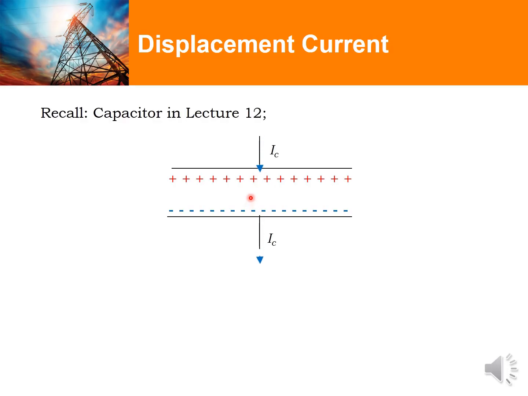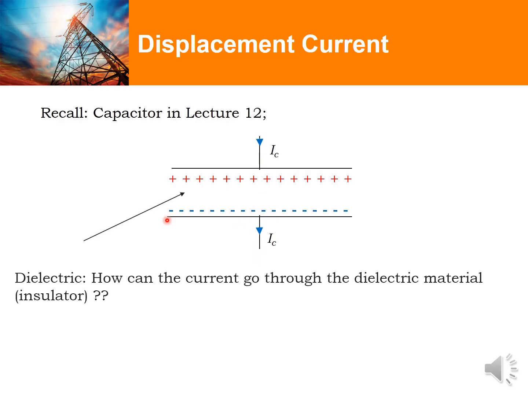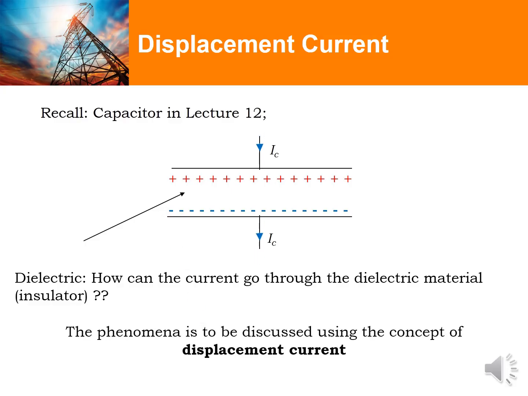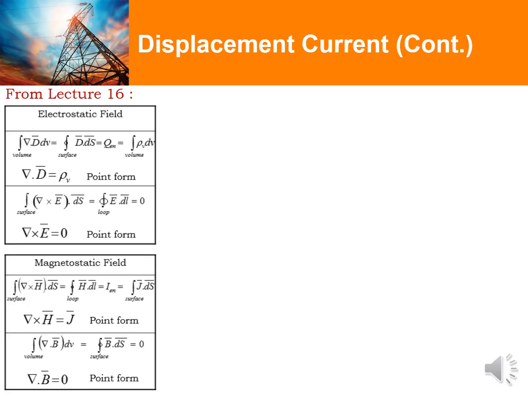So how does current flow from one side of this capacitor to the other side? In this lecture, we will fine-tune our understanding of how a capacitor operates. The phenomena to be discussed is using the concept of displacement current. In our lecture 16, we presented the Maxwell equations for static field. We are going to focus now on these equations where we had applied Stokes' theorem to Ampere's circuital law.